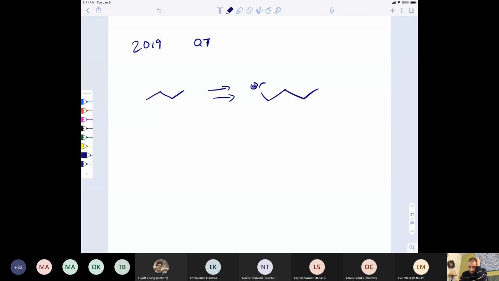This is a great example where people would love to do this in one step. People very much would love just to say Br2 and light, and say, okay, that's our product. We add bromine, we're done. We're off to the races. No, because that's not what you're going to get. You're going to get this. Because bromine is selective. You're going to get a 50-50 mix of R and S, which we also say is racemic.